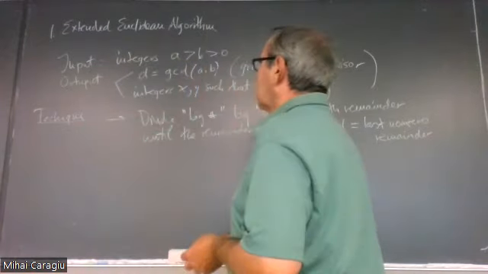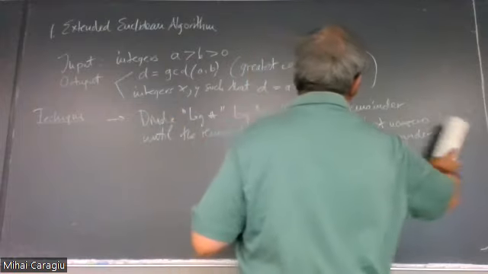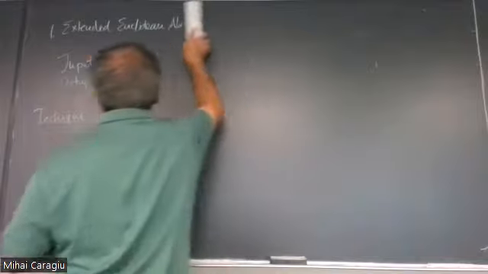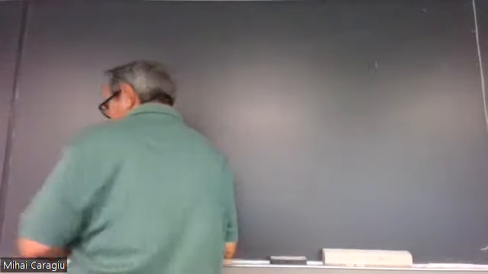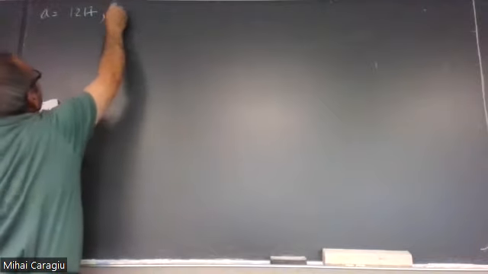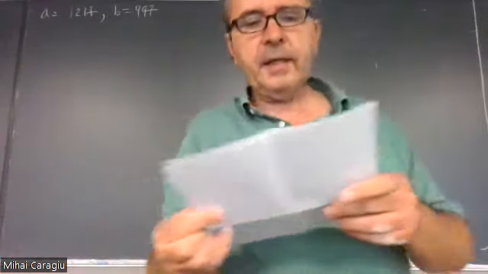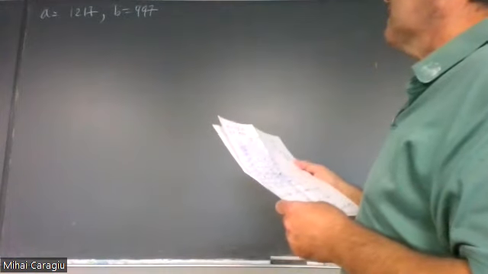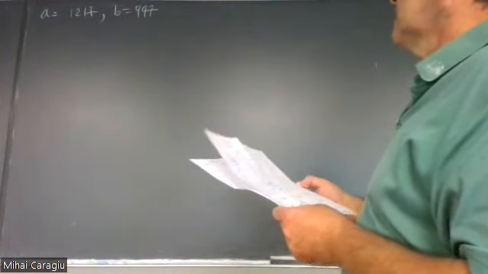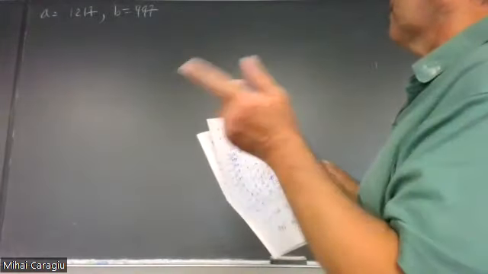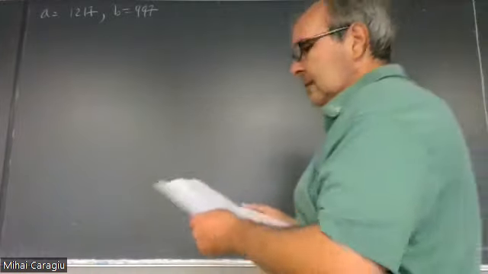So let's do our first application of the extended algorithm on a concrete case. Let's find, in this case, a equals 1217 and b equals 997. Our task will be to find the greatest common divisor of 1217 and 997, and then express the greatest common divisor as a combination of those numbers a and b, so 1217x plus 997y. This is the GCD.